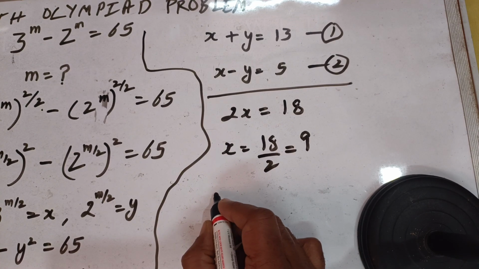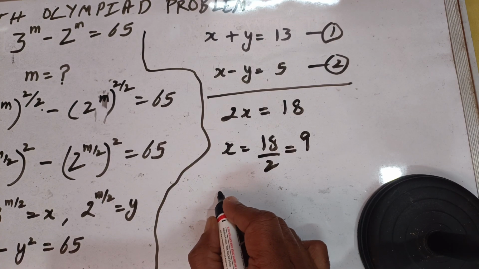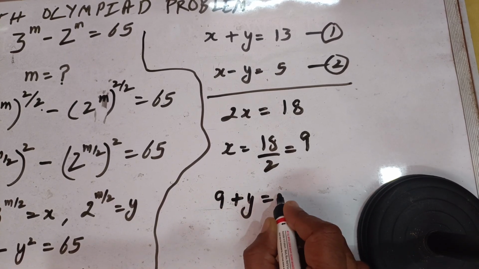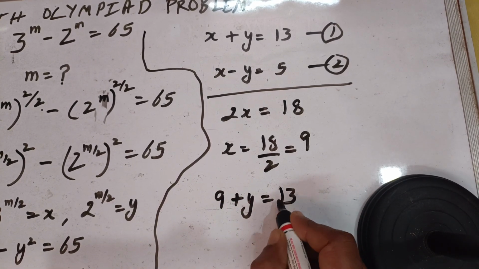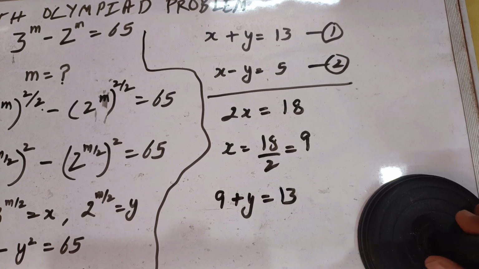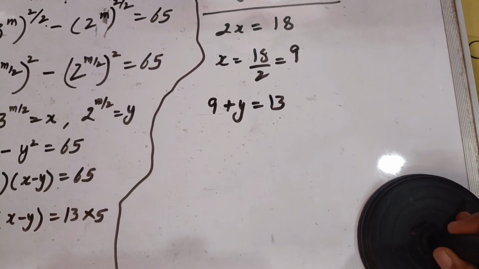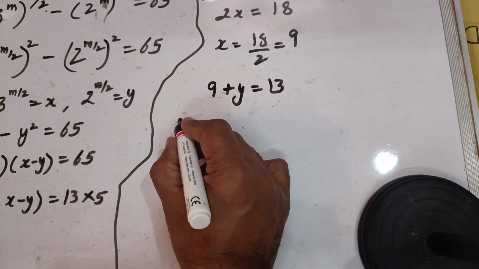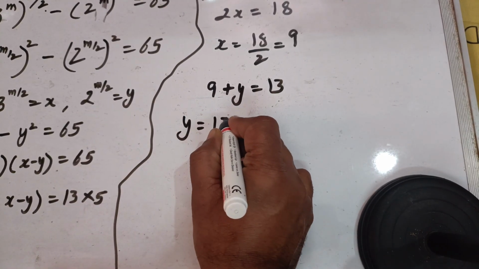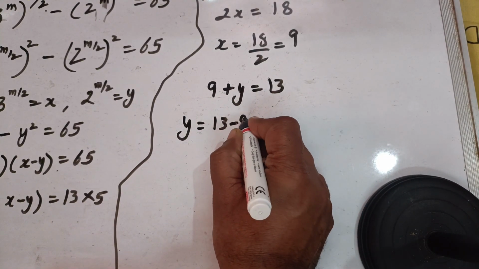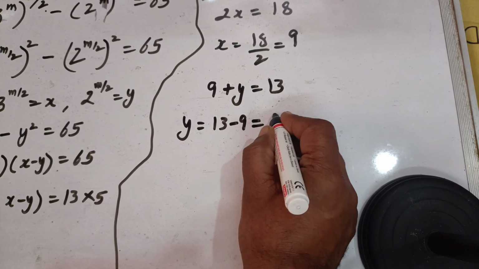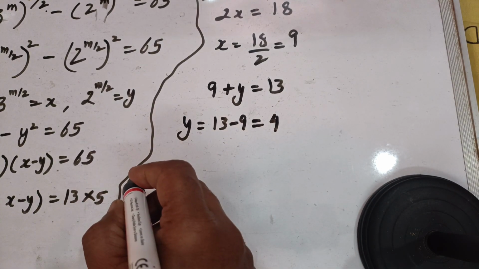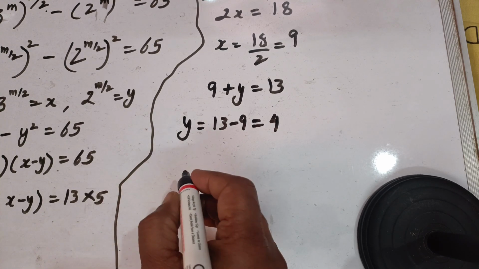If we put the value of x in equation number 1, we get 9 plus y is equal to 13, right? So y is equal to 13 minus 9, and 13 minus 9 is equal to 4. So we got the value of x as well as y, right?